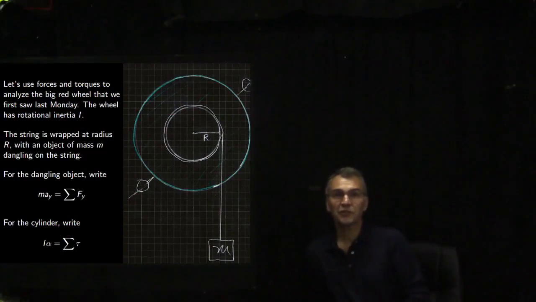So after that sort of fun interlude, let's go back for a moment to using torque to study rotation and rotational acceleration rather than the maybe more fun application of forces and torques to things that look like architectural structures. So let's use forces and torques to analyze the big red wheel that we first saw in the previous lecture. And let's say the wheel has rotational inertia I, and the string is wrapped around the wheel at radius r, and there's an object of mass m dangling on the string.